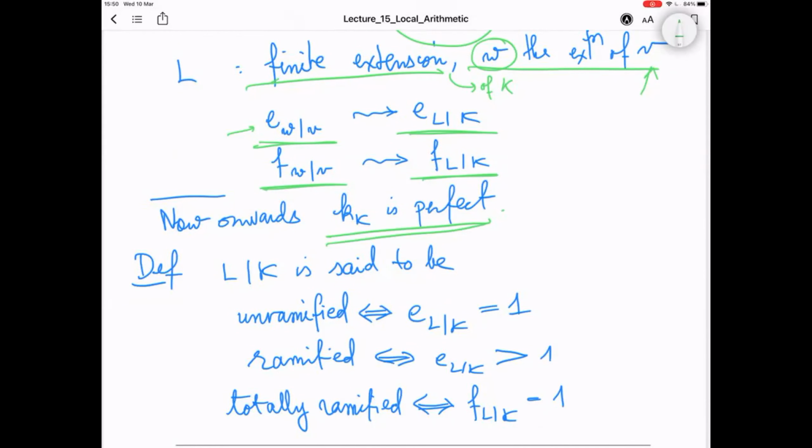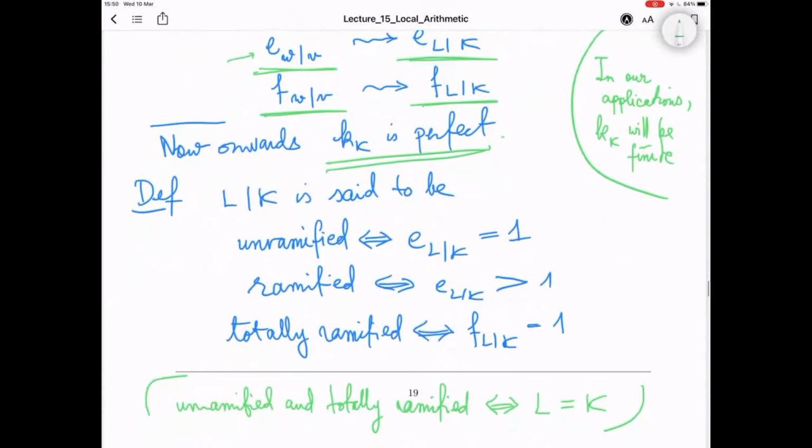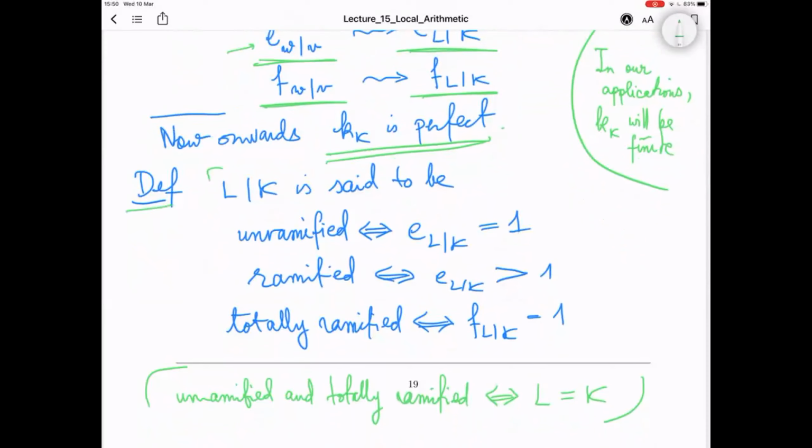And in any case, in our applications, the residue field, little k, will be finite and hence perfect, right? So for the time being, just assume that it's perfect. And here are some important definitions.